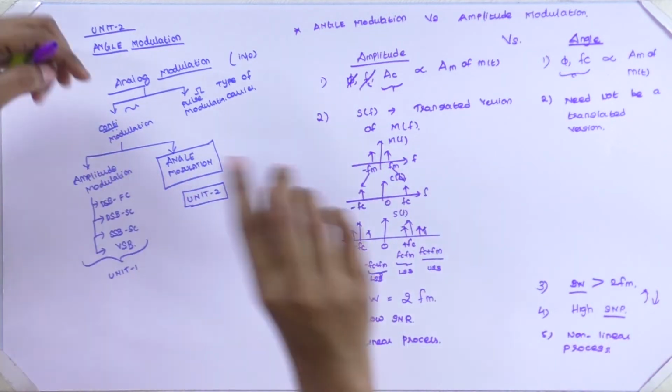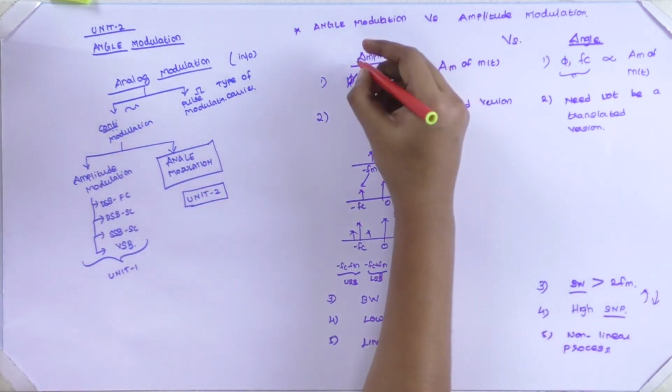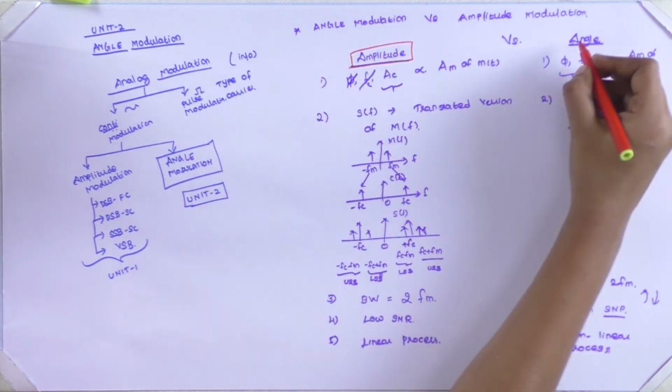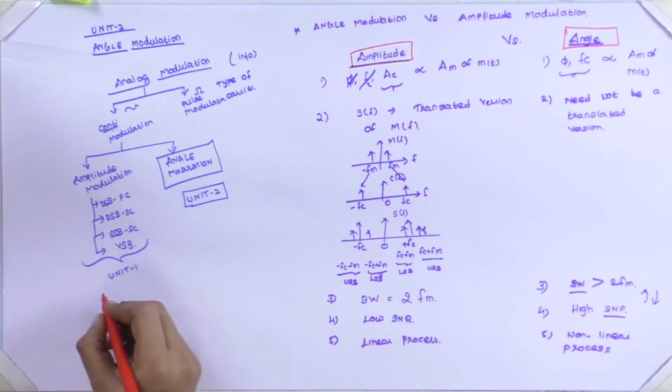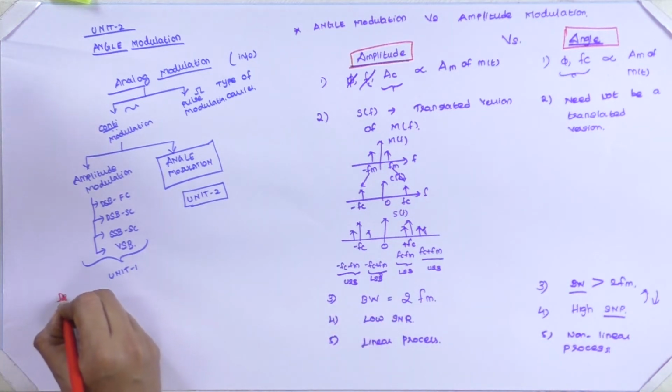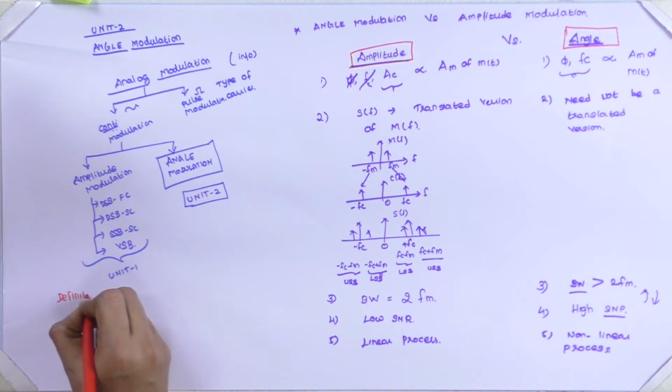So, this is the basic comparison with amplitude modulation. We have already studied amplitude modulation. This is the angle modulation which we are going to cover. Now, we will move on to the definition of angle modulation.